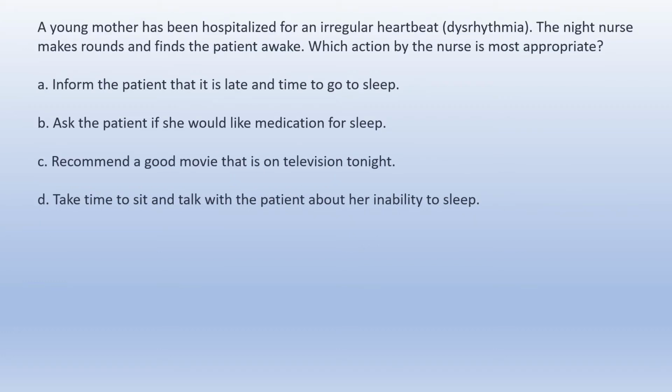A young mother has been hospitalized for an irregular heartbeat dysrhythmia. The night nurse makes rounds and finds the patient awake. Which action by the nurse is most appropriate? A. Inform the patient that it is late and time to go to sleep. B. Ask the patient if she would like medication for sleep. C. Recommend a good movie that is on television tonight. D. Take time to sit and talk with the patient about her inability to sleep.